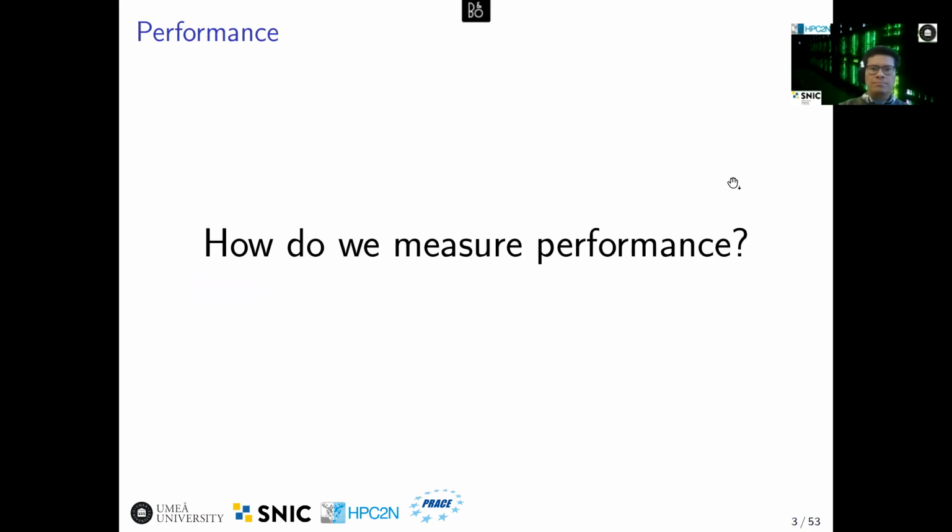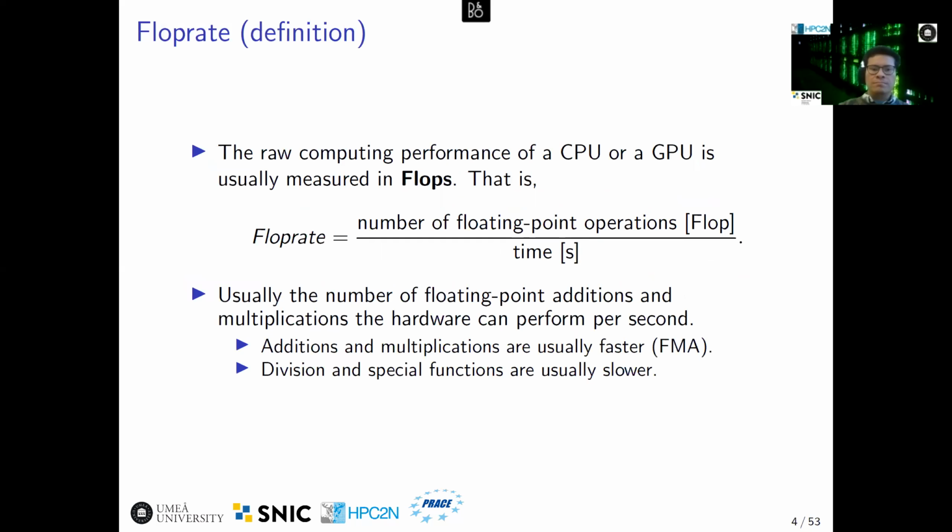So performance, how do we measure it? Usually when we want to tell people how powerful a CPU or GPU is, we will talk about the flop rate. And flop rate is simply defined by the number of floating point operations that are being executed divided by the time it took to execute those operations. And this gives us flop per second, or flops in short. Usually what is counted here are the number of floating point additions and multiplications.